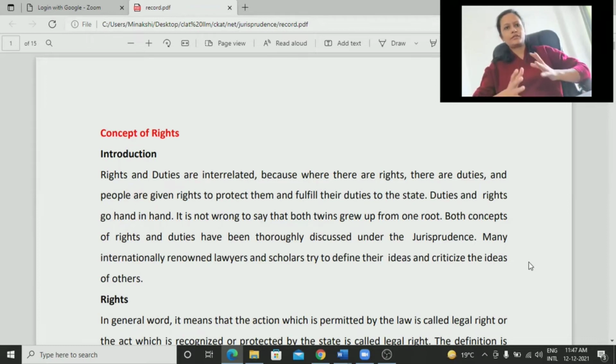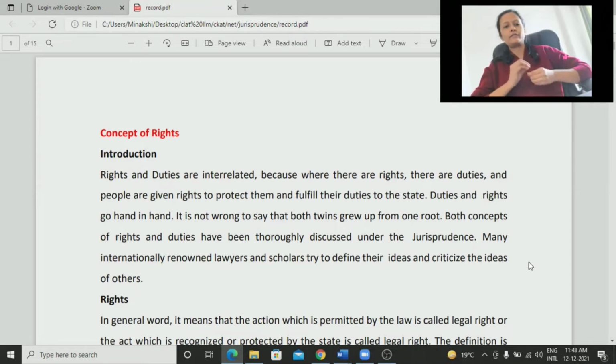Today we are going to discuss the concept of rights and duties in jurisprudence. Rights and duties are very important concepts from where you can expect questions, and it is a very simple topic as well, where you get different kinds of rights, different kinds of duties, and what is the concept of rights and duties in general.